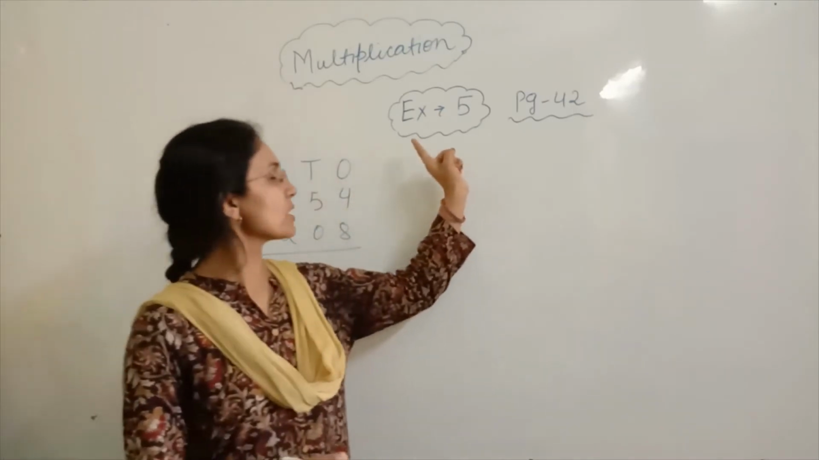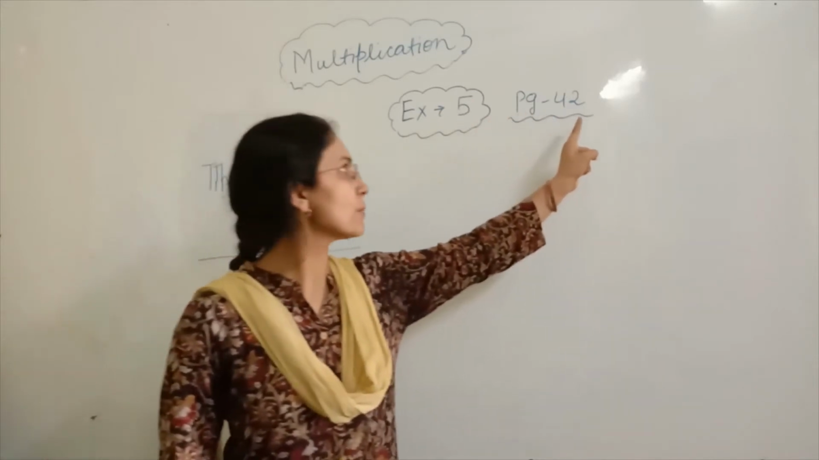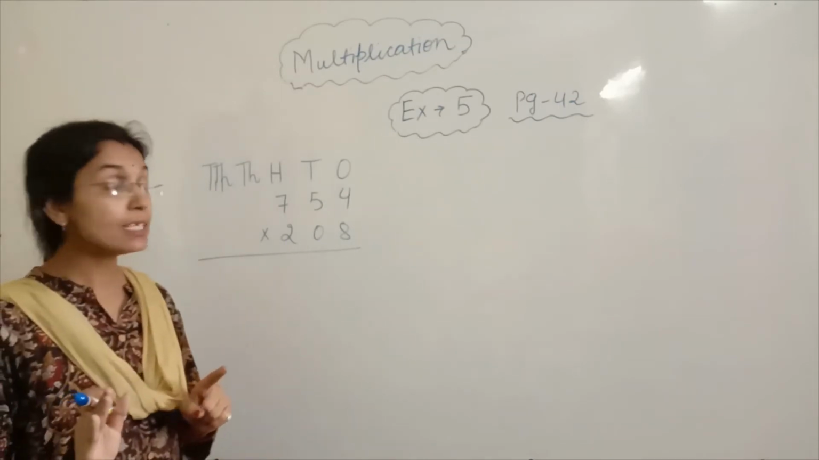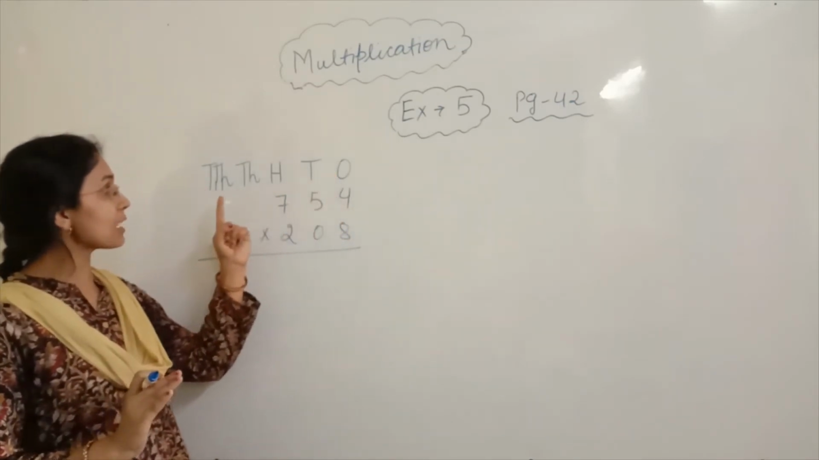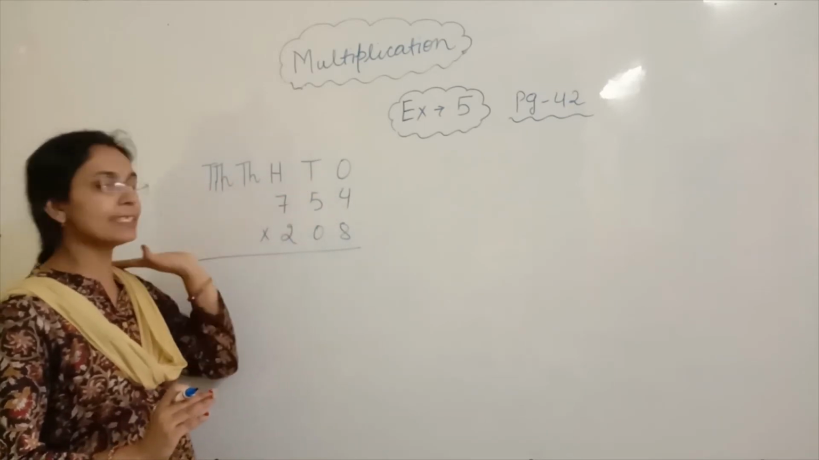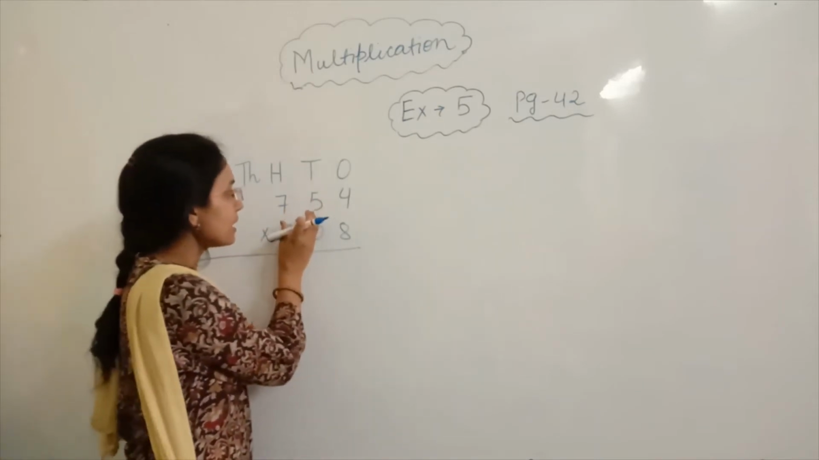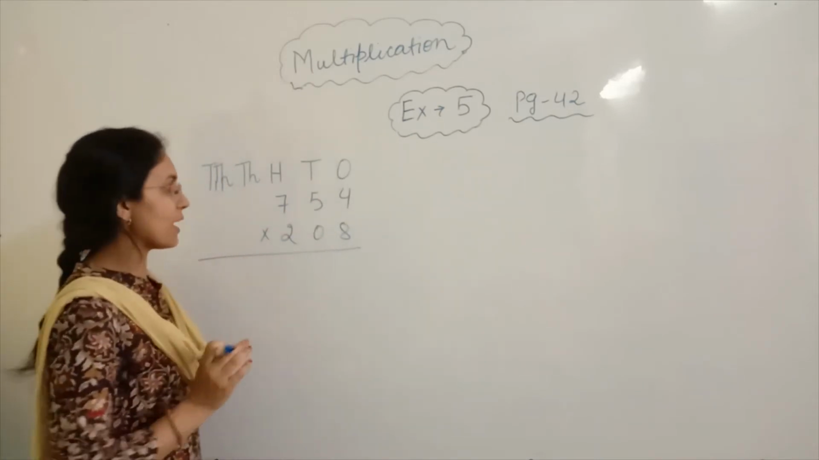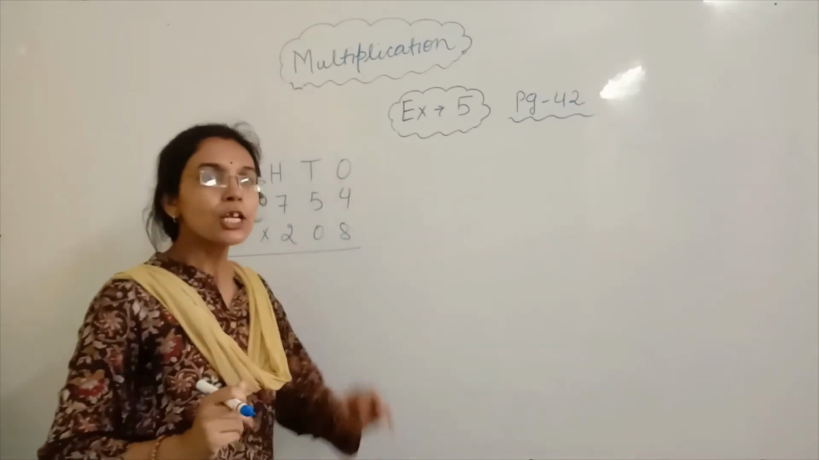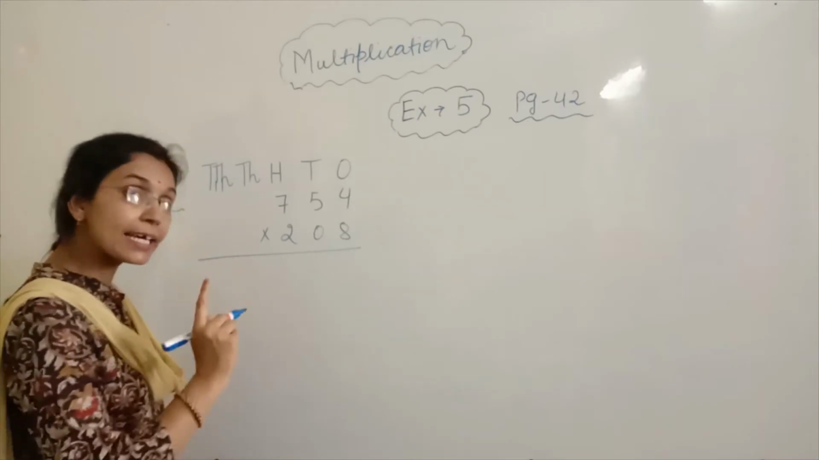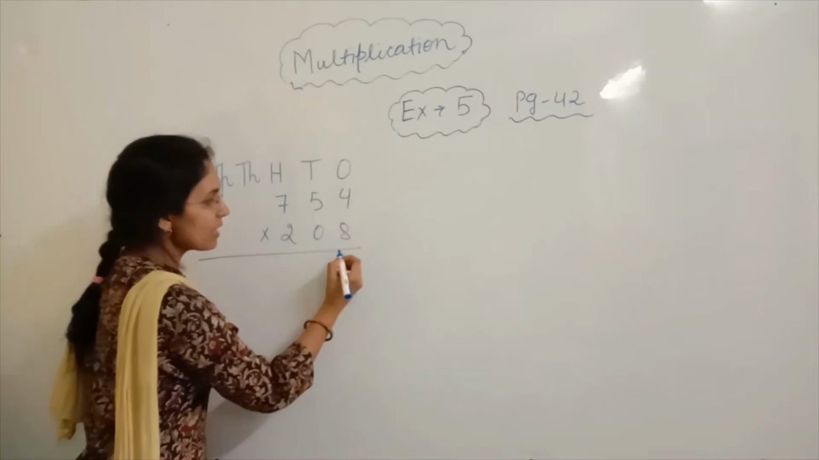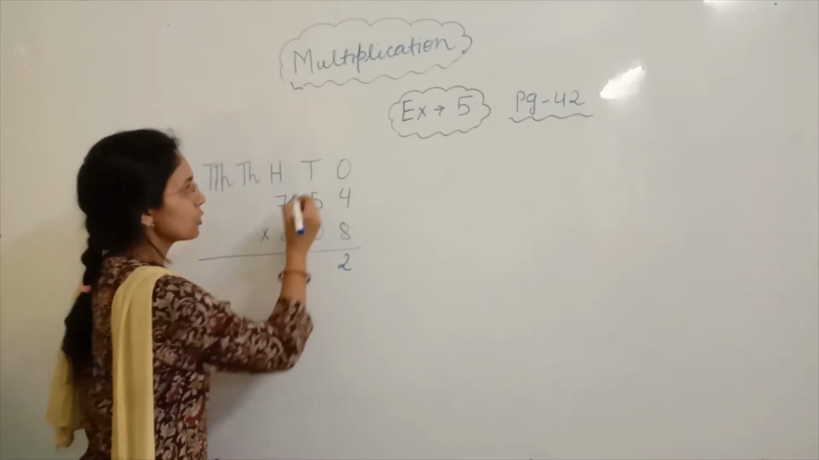Explain you 3-digit multiplication with 3-digit number. Okay, this question is from your exercise 5, page number 42. So I am going to explain you with the process. Again children, first of all we'll write down the place values. Ones, tens, 100, 1000 and 10,000. Then I have written the numbers according to the place values. 754 multiplied by 208. Now we'll go through the process. Again, first of all we'll multiply 4 and 8.